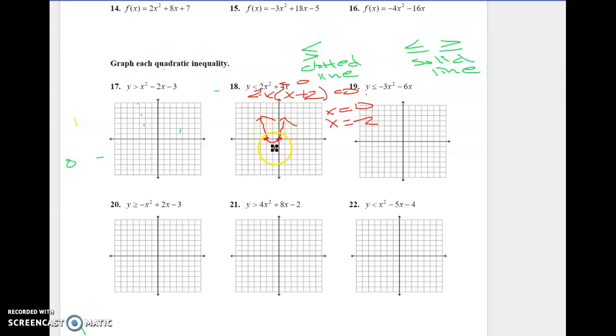And we'll connect them. All right, so now we need to test a point. So we can't use 0, 0 since that's on the line, but I can use negative 1, 0. So negative 1 and 0. So this is x, and that's y. So we'll plug that into the original. So is 0 less than 2 times negative 1 squared plus 4 times negative 1. So this side would be 2 minus 4, which is negative 2, is 0 less than negative 2. That's false. So we need to shade the outside.